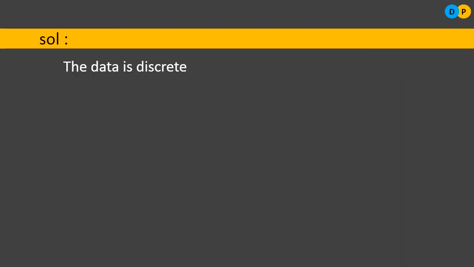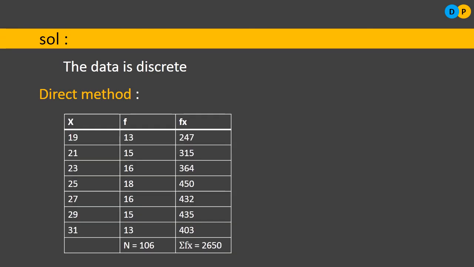So first of all, the data is discrete in nature. How can you say the data is discrete? Because we have been given only x values. We are not given continuous values, only discrete values. We are not observing any continuous distribution class intervals. So the data is discrete. Okay. So next, what is the direct method? Let us go through the direct method. Please notice here the x is discrete, 19, 21. That x is taking any one specific value. That's why it is discrete.